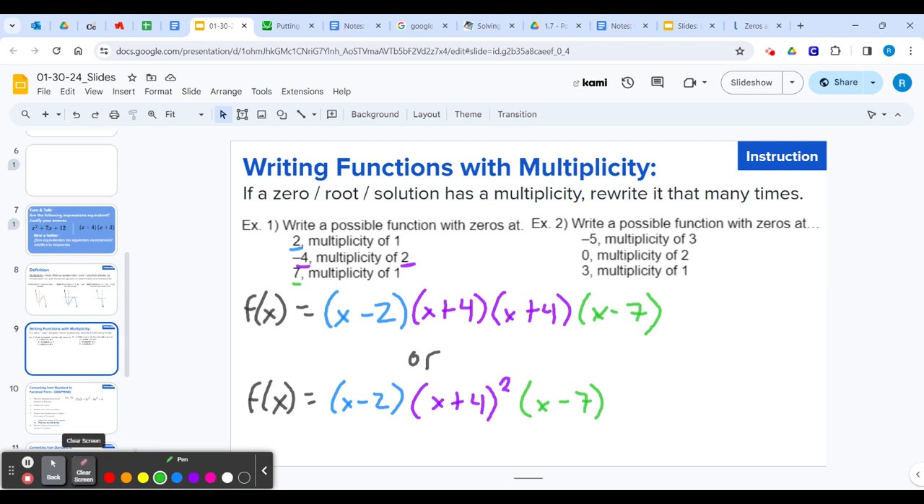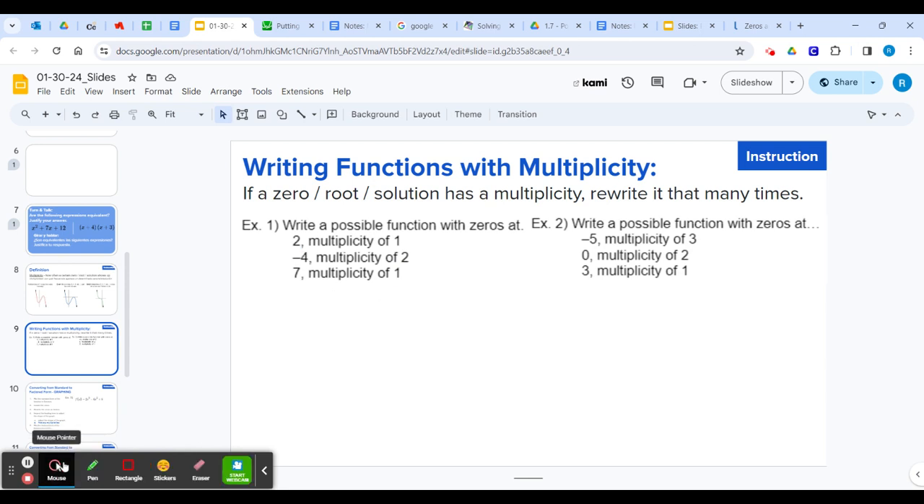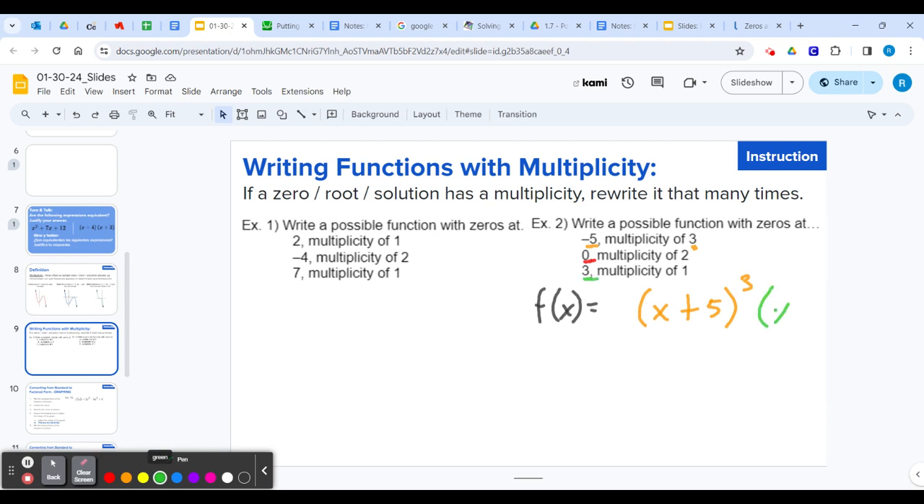Let's try this for example 2, because there's a couple things to throw us off. First thing I'm going to do is write my function notation. And from the start, I'm just going to use my exponents because it'll be a little easier. I'm just going to start with x plus 5, because the 0 is at -5. And that's going to have a multiplicity of 3, so that's going to be raised to the 3rd power. Let me skip this 0 and come back to it. And then I have a 0 at positive 3, so my factor is x minus 3. That is a multiplicity of 1, so we don't need to write the exponent.